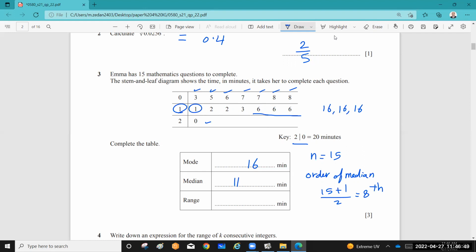Okay, the range is the maximum value minus the minimum value. The maximum value 20 minus the minimum value 3 is equal to 17. Just write 17 here.